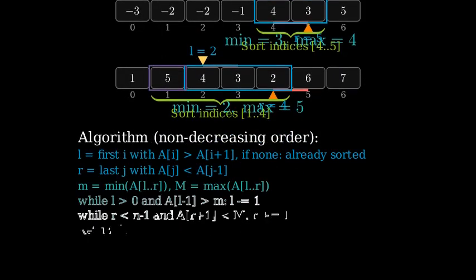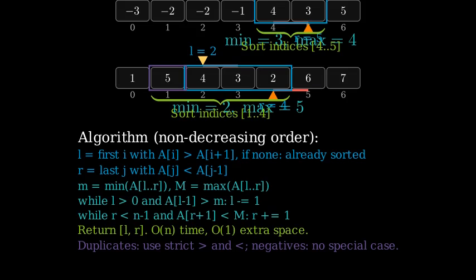Let us summarize the algorithm precisely and why it is linear time. We do one pass from the left to find the first break, one pass from the right to find the last break, one pass through the middle to compute min and max, and then at most one sweep to expand to the left, and at most one sweep to expand to the right. That is linear in the length of the array.